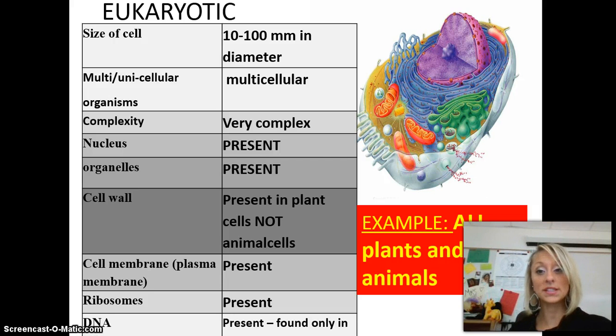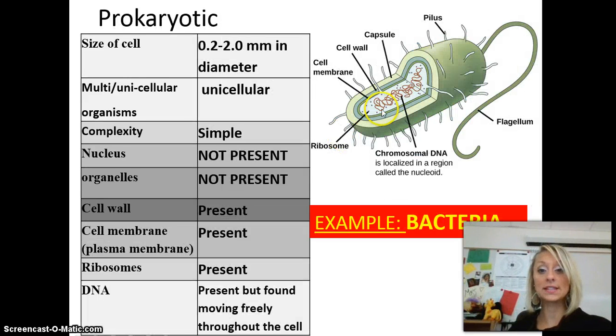Ribosomes are also present, and DNA is found in this large purple organelle that's called a nucleus. So the nucleus contains the DNA in a eukaryotic cell, whereas if we back up, the prokaryotic cell does have DNA, but there's no nucleus. The DNA is just freely flowing.